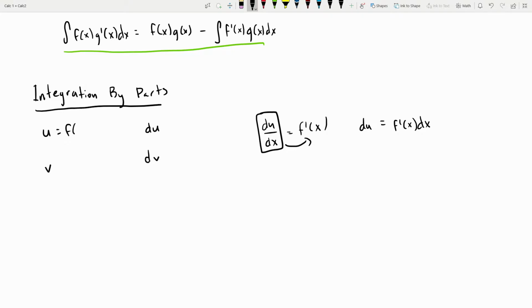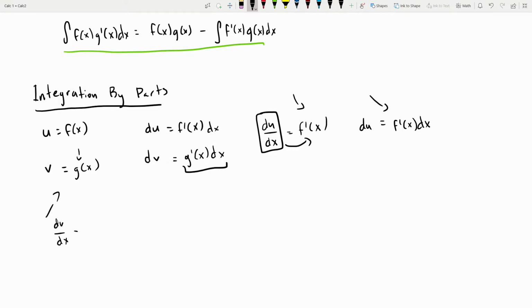So u for now we're going to let equal f of x, and v we're going to let equal g of x. And then du, that's going to equal, as I showed over here, f prime of x dx. And then dv is just going to equal g prime of x dx. And again, why is this true? Well, if we take the derivative of this, we get dv over dx is equal to g prime of x, and then we can cross multiply upward and get dv equals this expression.